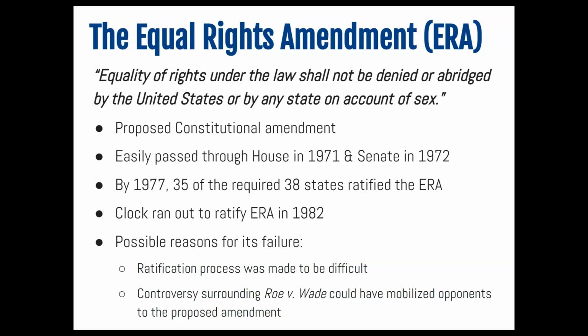Part of that is because, as we know, the ratification process was made to be difficult. Those high thresholds, 2/3 of Congress, 3/4 of the states. But there was also some controversy surrounding the Roe v. Wade decision in 1973, and it really probably mobilized people who were in opposition to the ERA and was detrimental to its overall passage.